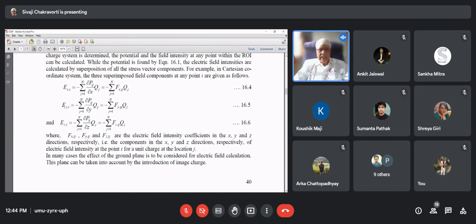In the same way, I take Ey as minus del Pij del y, then Ez as minus del Pij del z. Now, if I know Pij in terms of the coordinates, then del Pij del x is a simple partial derivative. We can do that and we can develop this equation. So equations 16.4, 16.5, 16.6 straight away give us the solution.